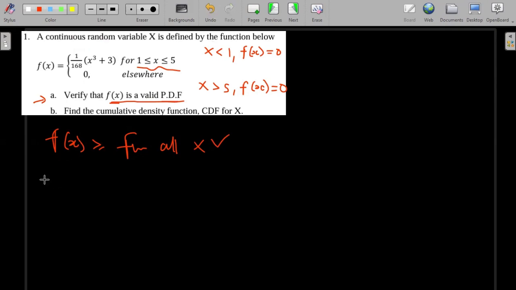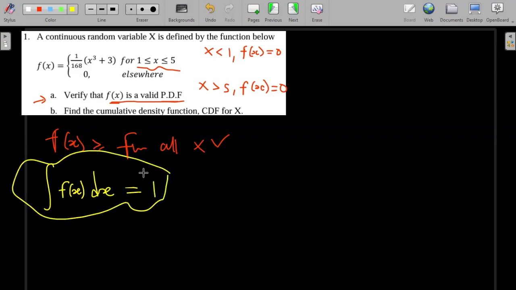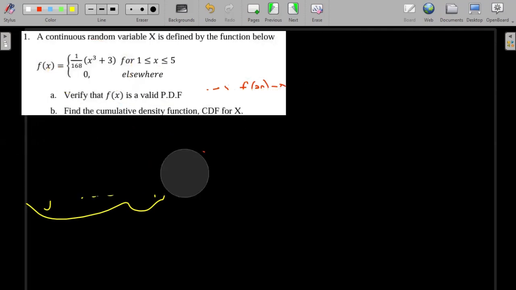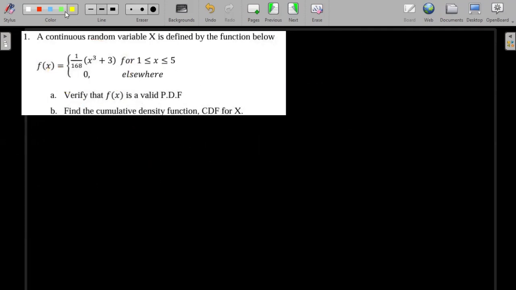The other property is that when I integrate this f of x over the whole interval that I have here, it should be equal to 1. So we're going to use this property in order to prove that this is a valid PDF. If I integrate this from 1 to 5 and I get 1, then we're going to say that yes, the f of x there is a valid PDF. So let's do that.